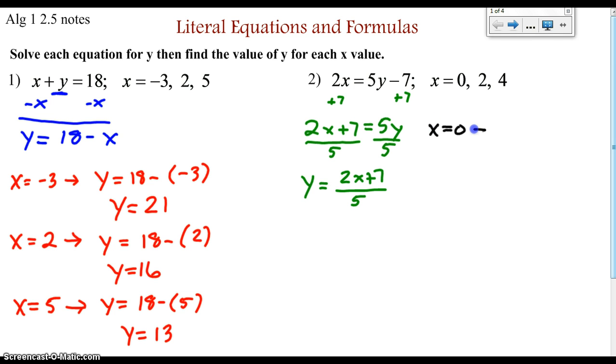For x equals 0, we would have 2 times 0 plus 7 divided by 5. And I forgot to write y equals on there, so I'll just put it at the end. And when we evaluate, 2 times 0 is, of course, 0 plus 7. So 0 plus 7 over 5, which is just simply 7/5.